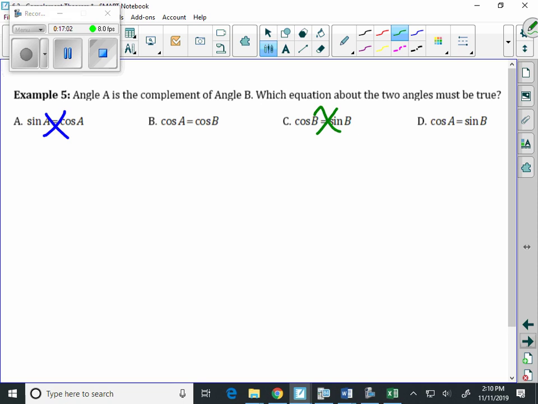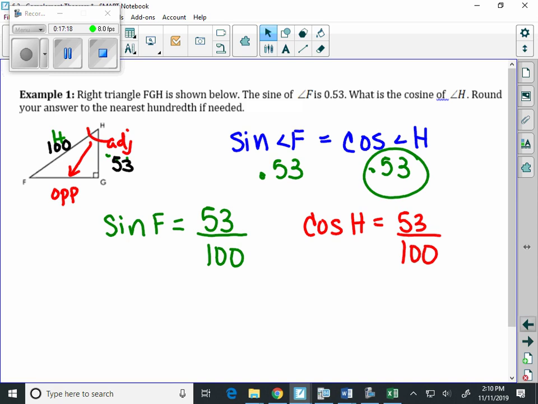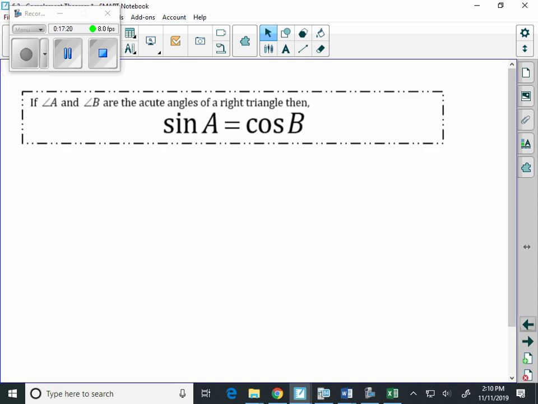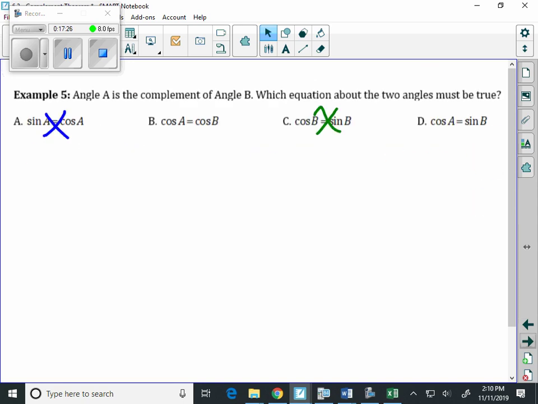So now we're down to 2. Cosine of A equals cosine of B. So we've got the same trig function. Or in D, cosine of A equals sine of B. And if we go back to the very top of our paper, what it says is sine of A equals cosine of B, or vice versa. It means that we have to have letter D. We have to have the cosine of one angle equal to the sine of the other.